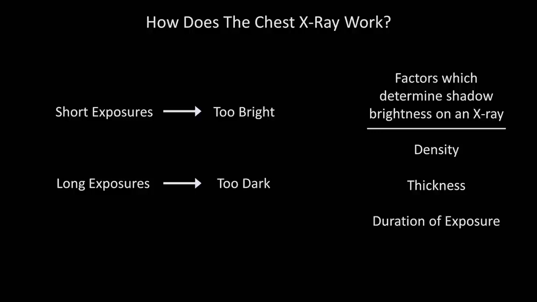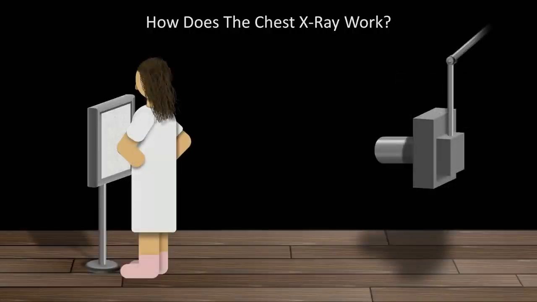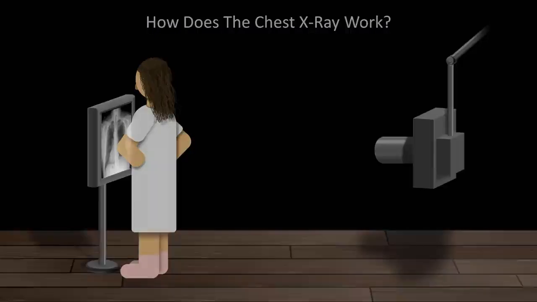Let's return to our patient, who has been patiently waiting for us in the radiology department. And let's fire some X-rays at her. You can see that some pass through, some get absorbed, and a few even get scattered around the room. The result is an image formed on the photographic film of the shadows cast by the various structures in the patient's chest.